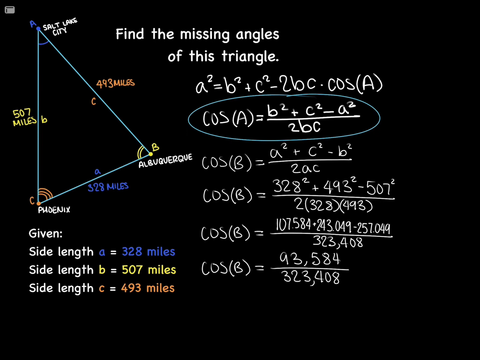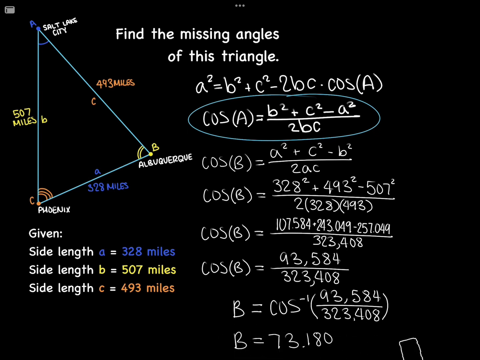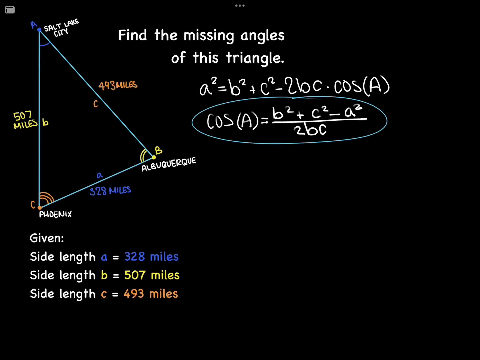323,408. When plugged into arc cosine, we get the arc cosine of 93,584 over 323,408 is equal to B. Enter that into our calculator, making sure we're in degrees mode, and we get the angle B is equal to 73.180 degrees.